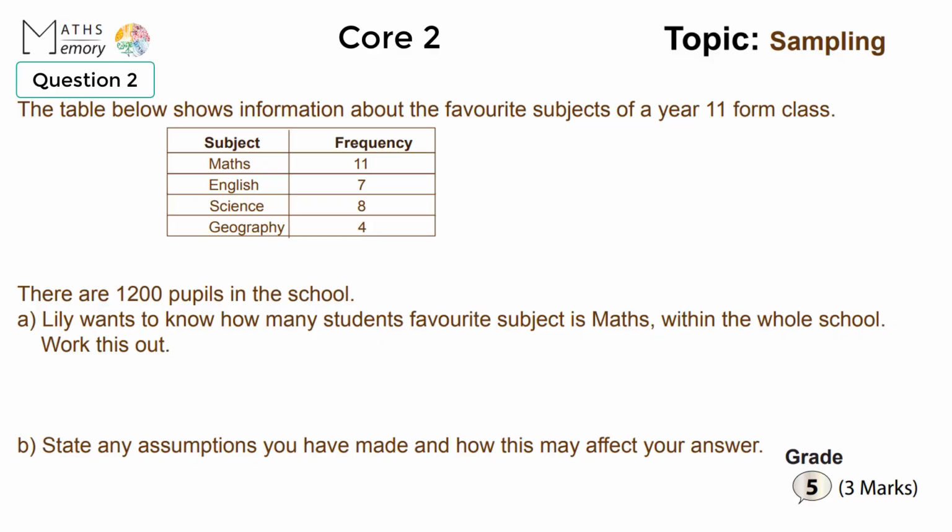Question 1, call 1, sampling. So press pause, write this question down at part A and B. This is a foundation tier or higher tier question. Grade 5 and a 3 marker. Press play when you have completed this.